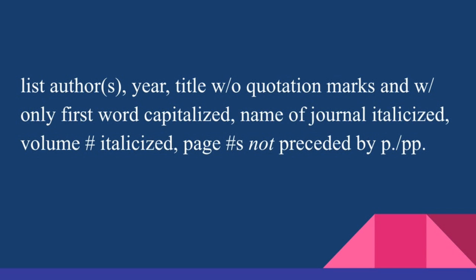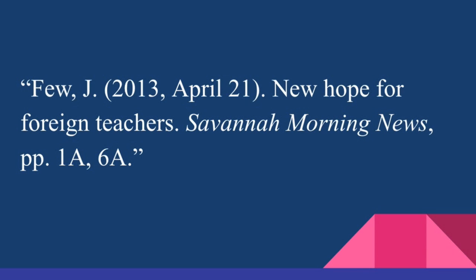Next is a journal, which would be the list of the authors, the year, the title without quotation marks and with only the first word capitalized, the name of the journal italicized, and the volume number also italicized, and the page numbers. For a newspaper, it would be the author, the date of publication, the name of the article, the section of the newspaper it was taken from, and the pages.